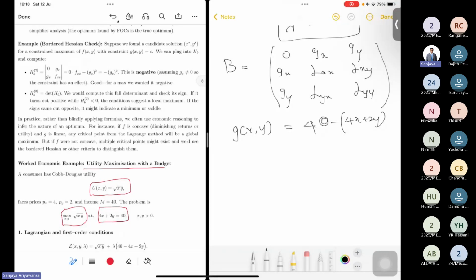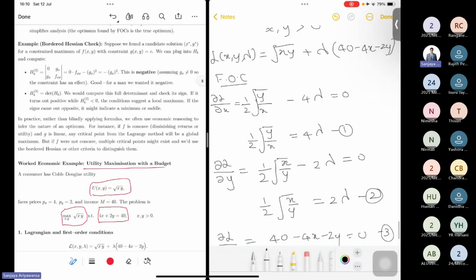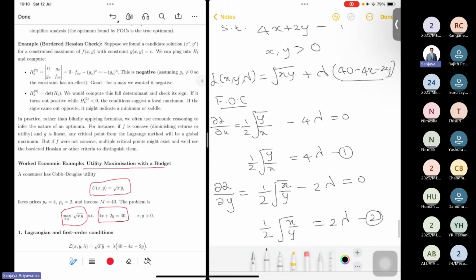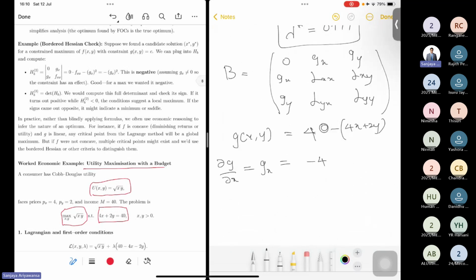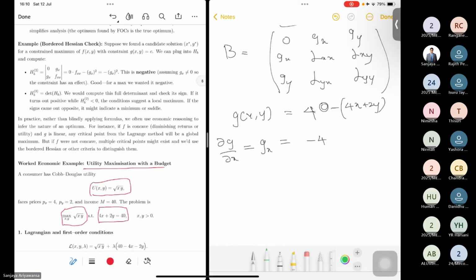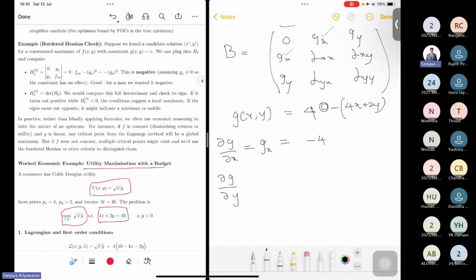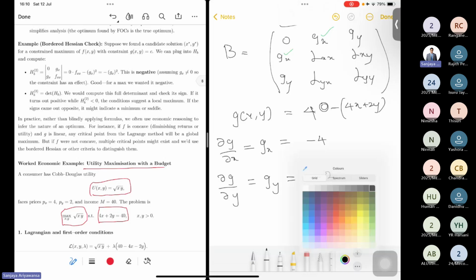So partial g by partial x is simply gx, which equals minus 4, because this is how I wrote down my constraint function in my Lagrangian originally. So I need to write it down like this. Then that's one component done. That's this component, g of x. Then for my next component, I'm going to calculate partial g by partial y. So that is gy. That is minus 2. So that's this second component, gy.